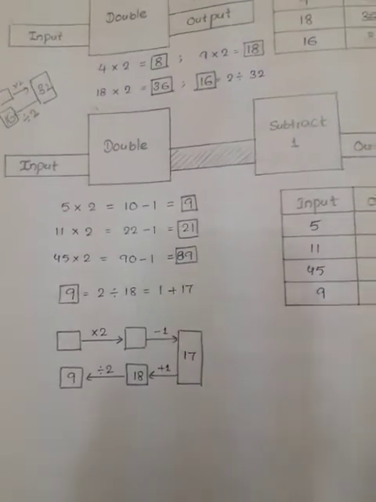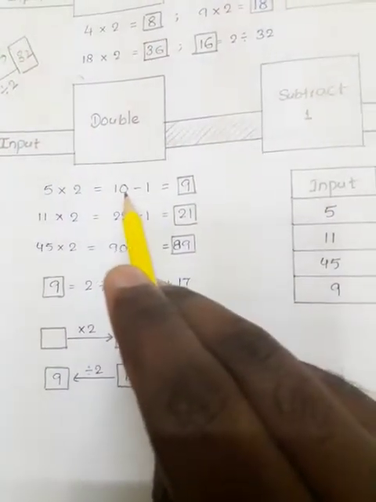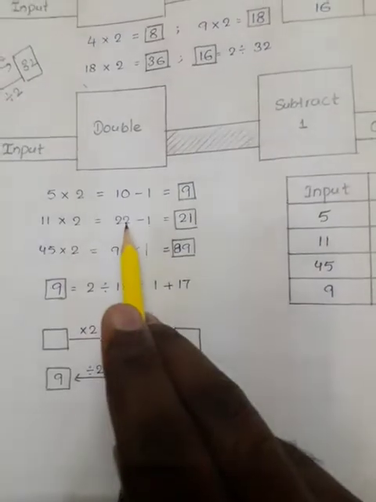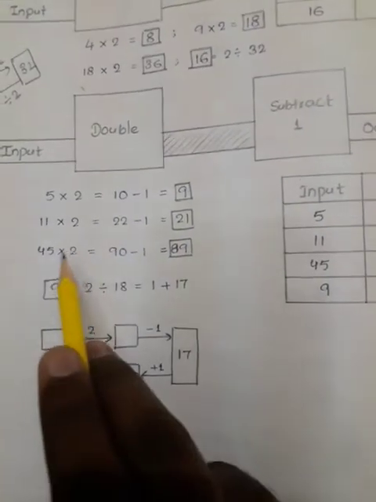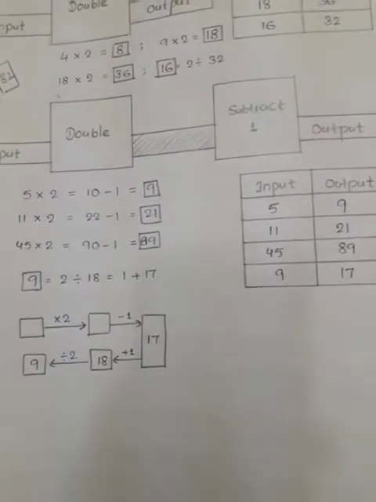Now similarly here also there is a question, but here there are two conditions. First, whatever number you use, you have to double it, then subtract 1. So 5 multiplied by 2 is how much? 10. 10 minus 1 is 9. 11 multiplied by 2 is how much? 22. 22 minus 1 is 21. 45 double means 45 multiplied by 2 is 90. 90 minus 1 is 89.